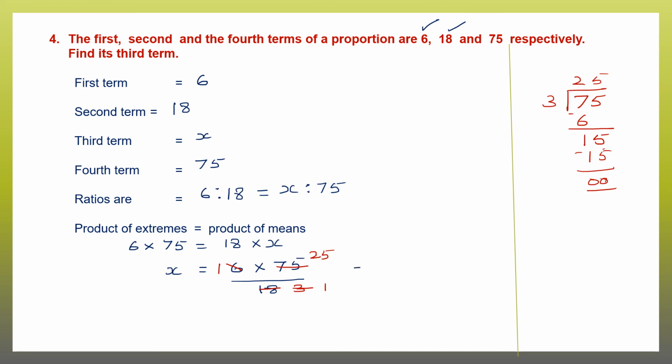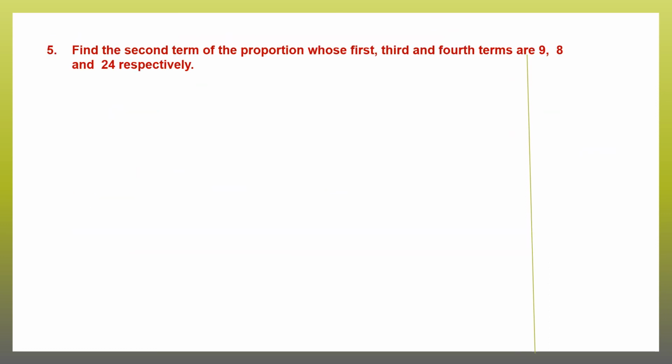Now what do I have in my numerator? 25, 1s are 25, denominator is 1. 25 by 1 is 25. So I have found the third term. We said third term is x, isn't it? So we found x, that means the third term is 25. So we have found our answer. The third term is 25.